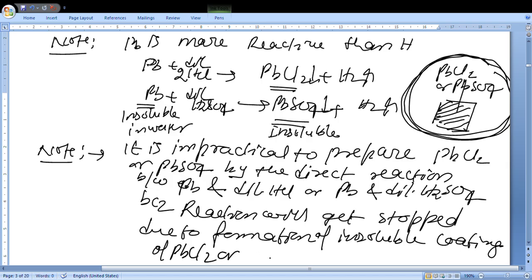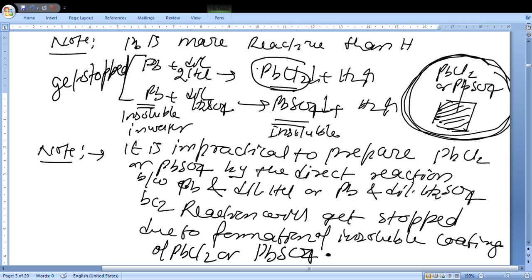If dilute H2SO4 is taken, then a coating of PbSO4 forms. So this is the reason we cannot prepare directly. These reactions, whatever we have taken, get stopped. Why? Because PbCl2 will stick over Pb and PbSO4 will stick over Pb. Then the reaction will get stopped. Isn't it?